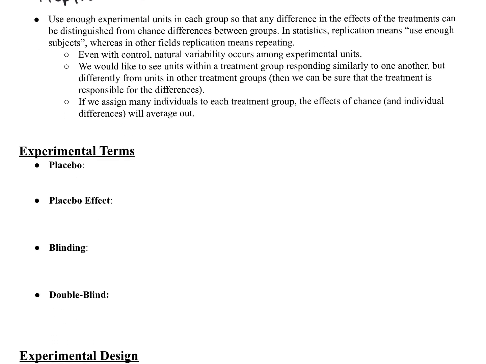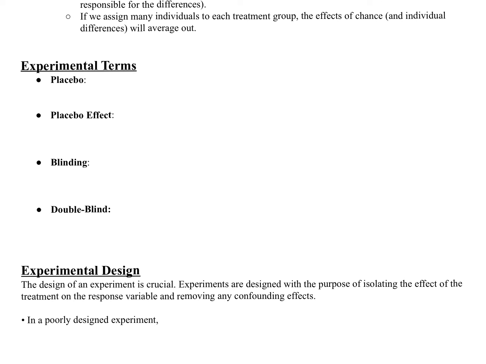There are a few terms that are used in experiments that we're going to see. Some of this you may know. A placebo is a dummy treatment. A placebo is usually where they give a person a sugar pill or something. It's really important, though, that people receiving the placebo don't know they're receiving the placebo.